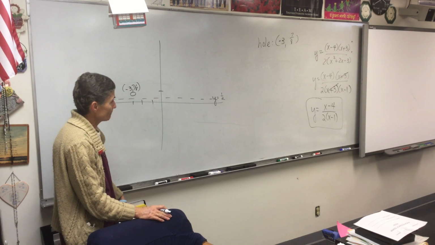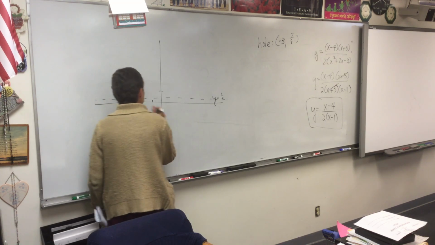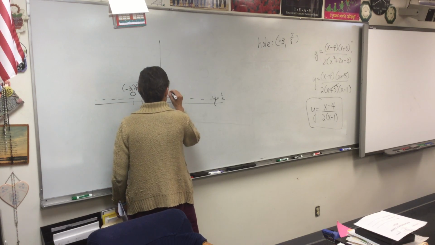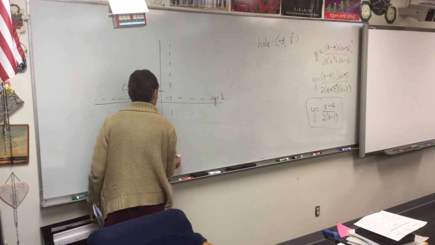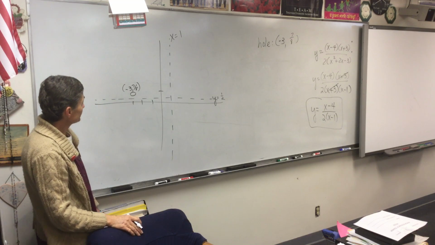Good. What else do we have? Vertical asymptote where? At 1. X equals 1. Straight from the denominator, we have a vertical asymptote at 1.